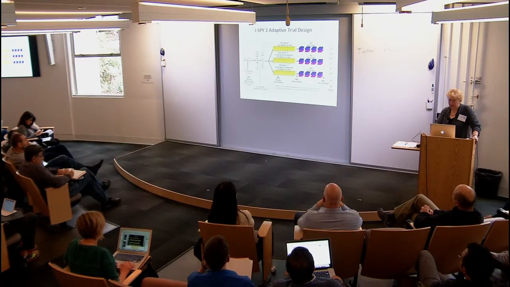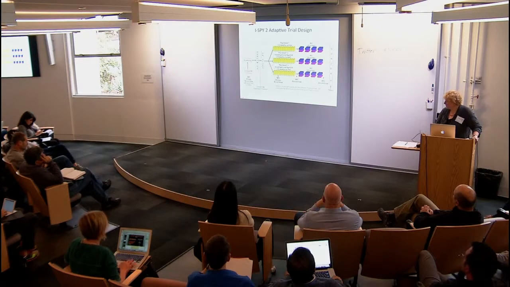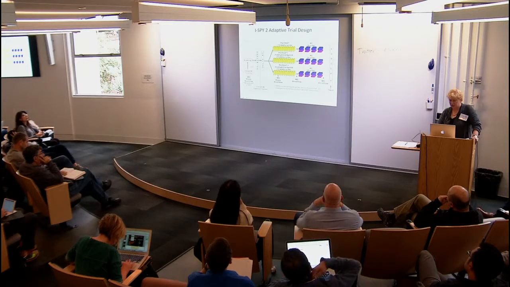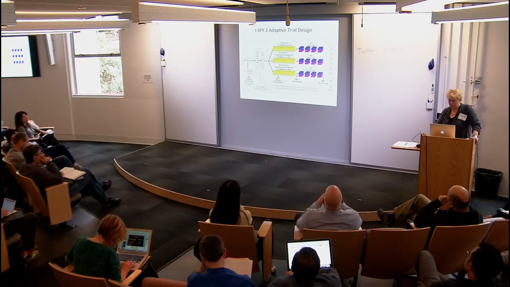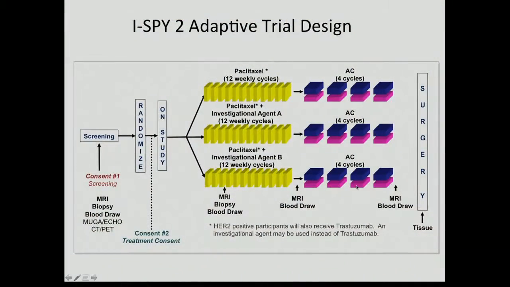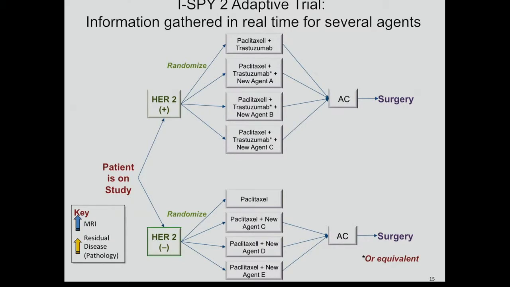There is one standard arm, standard of care, and there are up to 5 experimental arms where the investigational agent is given together with standard of care. Patients are being diagnosed, so this is their first breast cancer, evaluated by imaging, and a biopsy is taken, and then ongoing there are imaging MRIs as well as biopsies or blood draw, and the endpoint is surgery, and this time frame is 6 months. So that is a much shorter time frame than, of course, 5 years or 10 years.